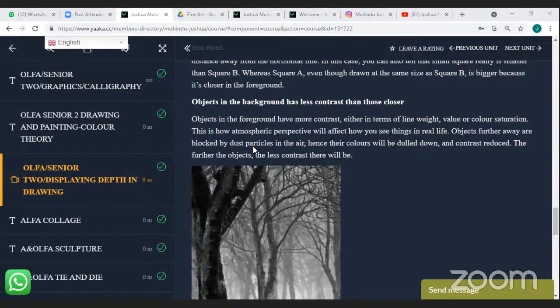Objects in the foreground have more contrast, either in terms of line weight, value, or color saturation. This is how atmospheric perspective will affect how you see things in real life. Objects farther away are blocked by dust particles in the air, hence their colors will be dialed down and contrast reduced. The farther the object, the less contrast there will be.